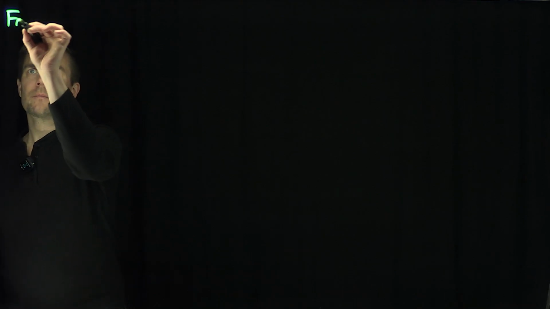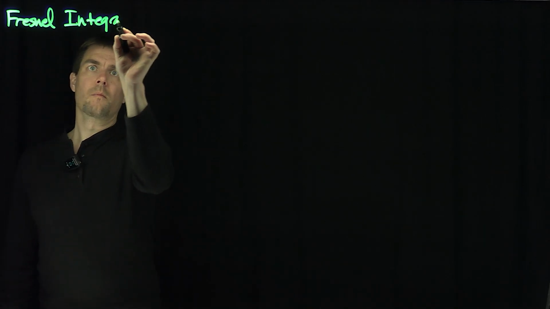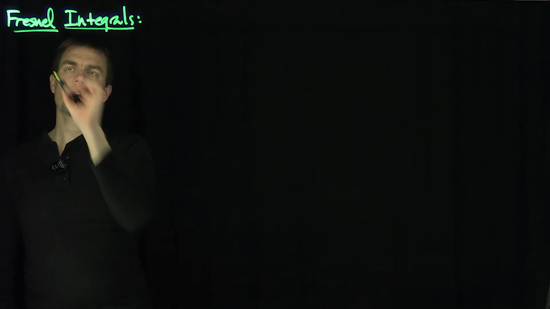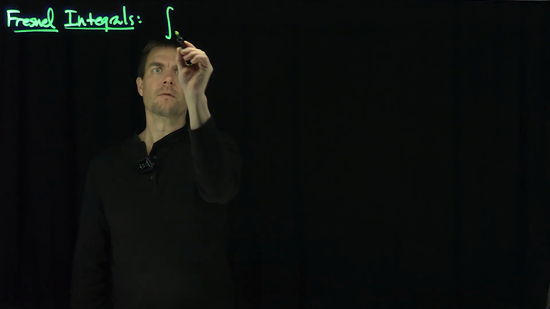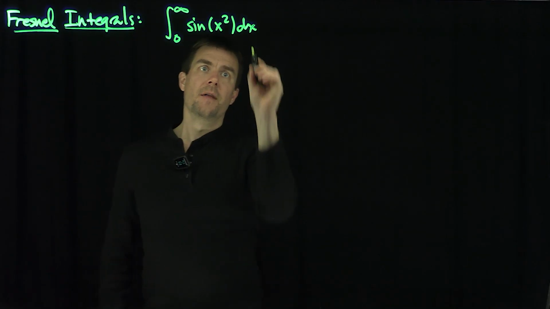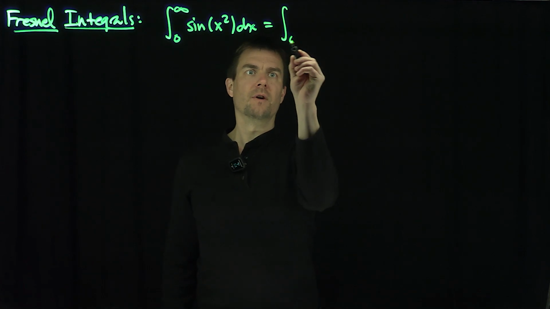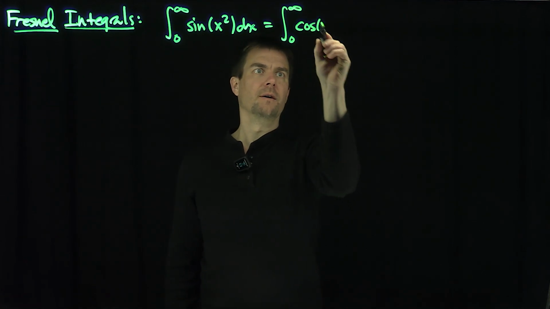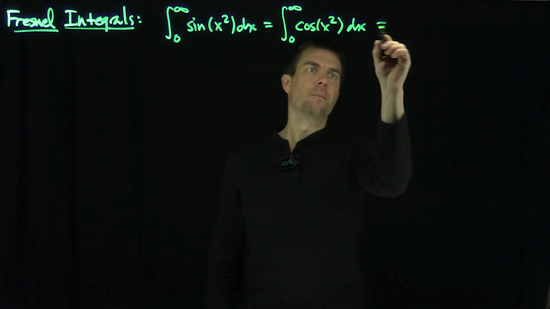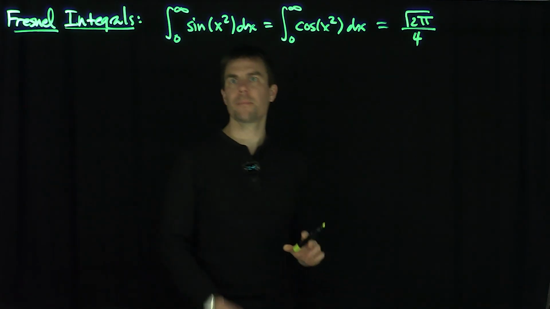Hello students, in this video we'll evaluate the Fresnel integrals using contour integration. The Fresnel integrals are the following. The integral from 0 to infinity of the sine of x squared dx, a function for which we cannot explicitly find an antiderivative in terms of elementary functions, is equal to the integral from 0 to infinity, remarkably, of cosine of x squared dx, and both these values converge to the square root of 2 pi over 4. Beautiful.